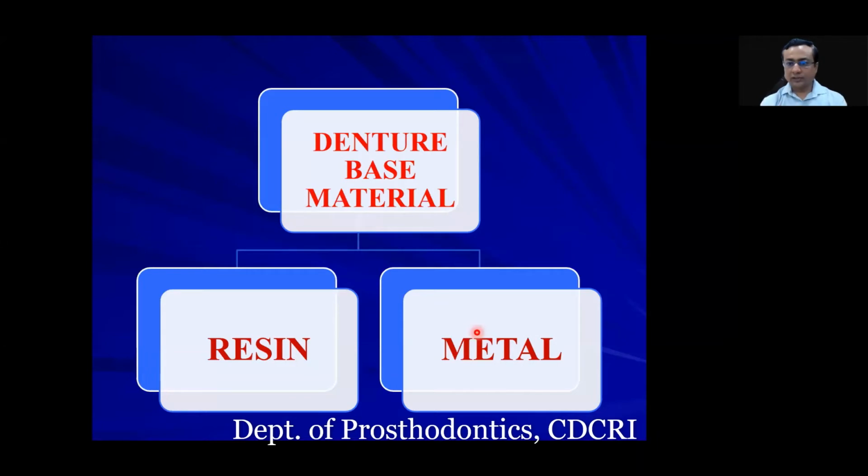Now, if you see these ideal requirements, none of the denture base materials available today fulfill all the requirements. Each of the denture base materials available has one or more shortcomings. These denture base materials can be classified under two main groups. Either they are resin-based or they are made up of metal. Resin-based denture bases we have already studied in detail in denture material classes as well as in complete denture classes. So we will focus more on the metal denture bases.